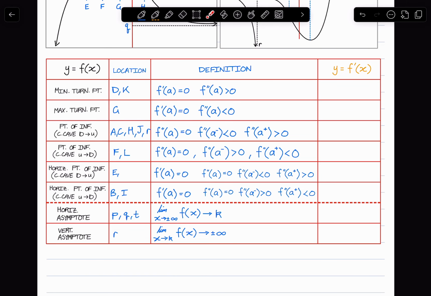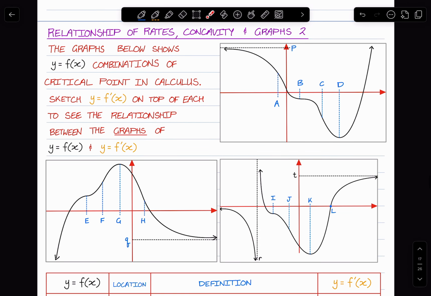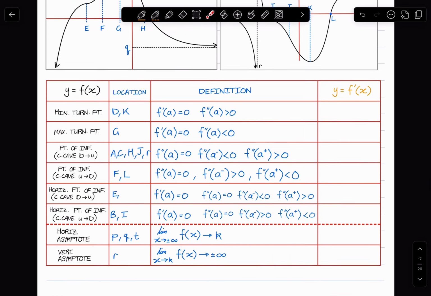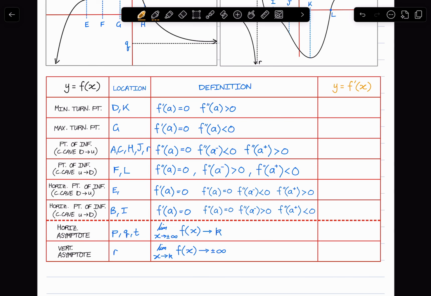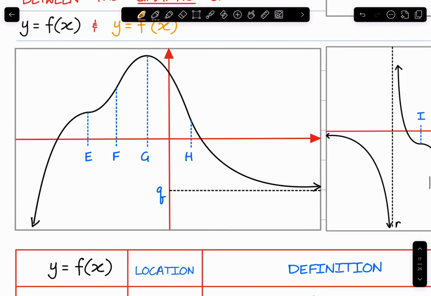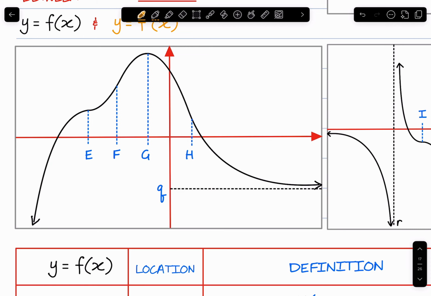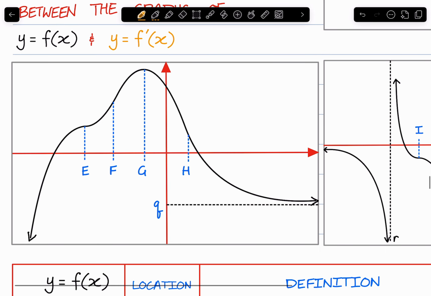Okay, so now let's take a look at the actual skill that we're going to be doing. We're going to draw the derivative on top of these. And then once we've drawn it, you see the relationship of these critical points as to what they will look like in the first derivative when you sketch them. So I'm going to do this first one in depth, and then we'll see in other videos this being done more quickly. So here we go.